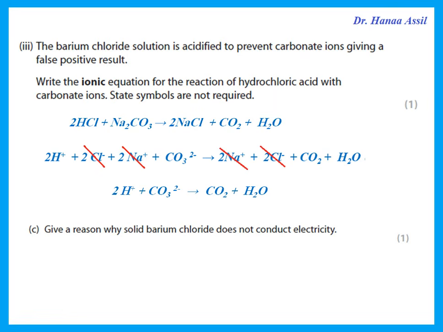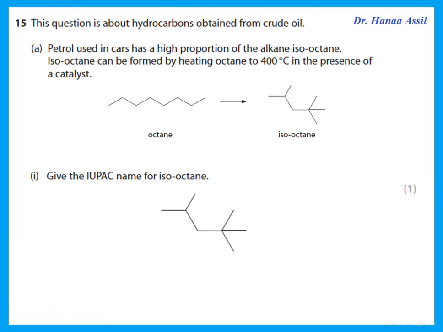Give a reason why solid barium chloride does not conduct electricity. We said that barium chloride is ionic, and we know that ionic compounds do not conduct electricity when solid because the ions are not free to move. They are in a fixed position in the ionic crystal lattice, so they're not free to move.